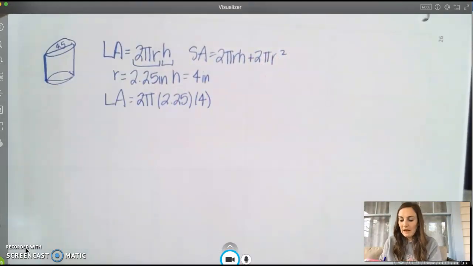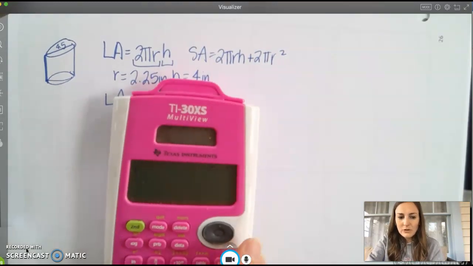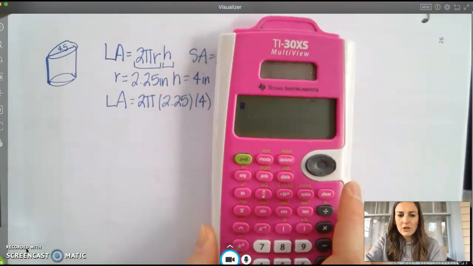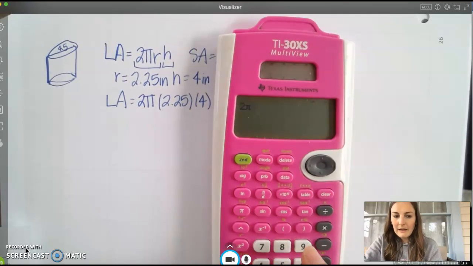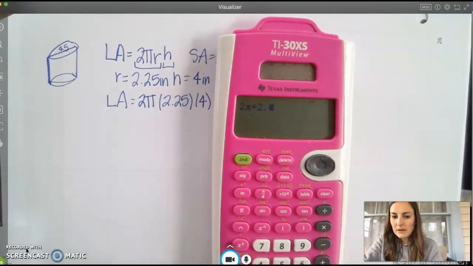So I'm going to plug this into my calculator. If you have the pi button, you should use the pi button, okay? So I'm going to do 2 pi times 2.25 times 4.